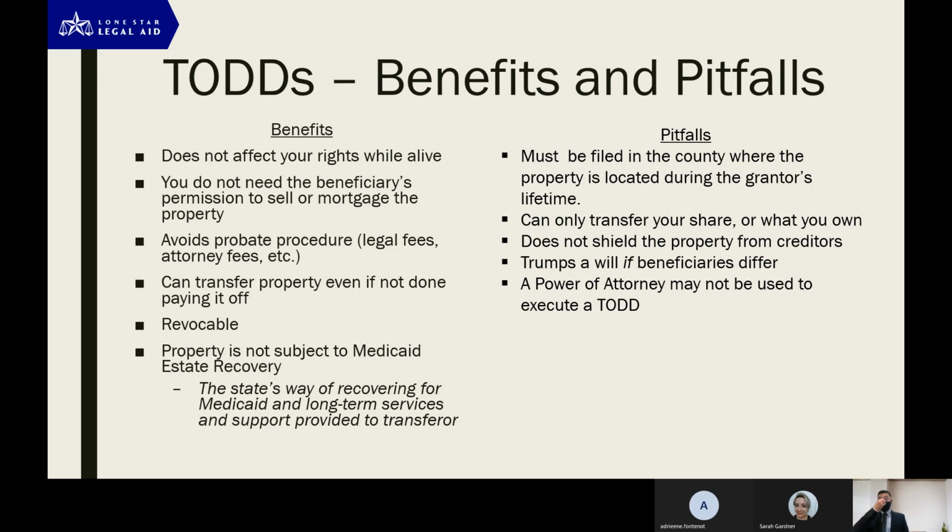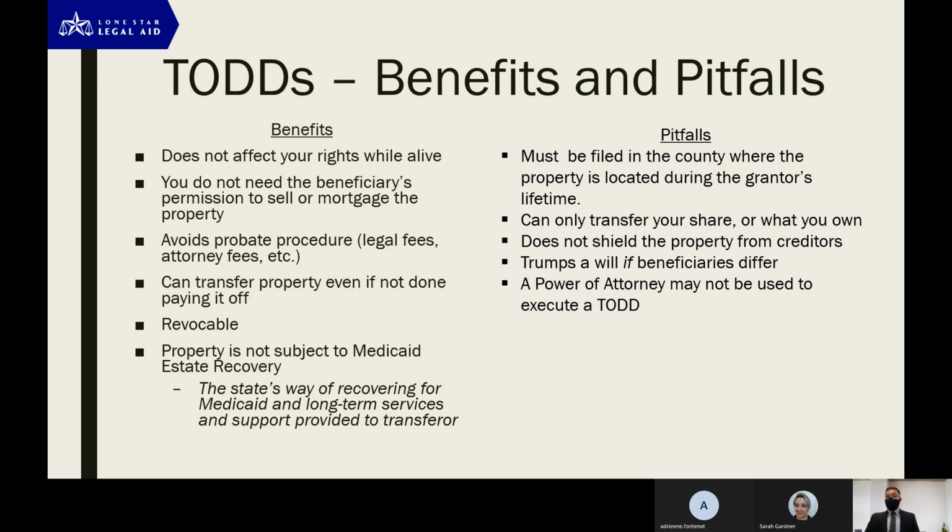It's also revocable. You can write it now, and 5 years later, you and your spouse have a falling out and you don't want to give it to him. You want to give it to somebody else, or you and your son have a falling out. You want to give it to somebody else. You can revoke it. You can write a new one. The property is not subject to Medicaid estate recovery. And this is the state's way of recovering for Medicaid and long-term care services if support is provided to the person who wrote that deed. So it protects it from that collection liability.